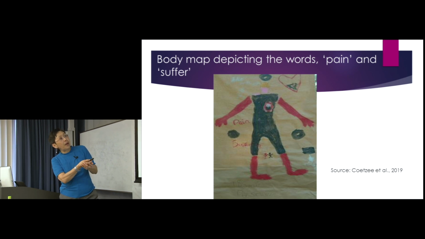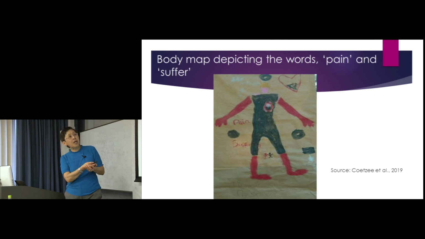And from there, you then have the dialogue with your participant. Here is about pain and suffering. So why is it that it has this black dot here? And the heart there, why is that? So you don't ask them why you drew that, but you say, what does this mean?